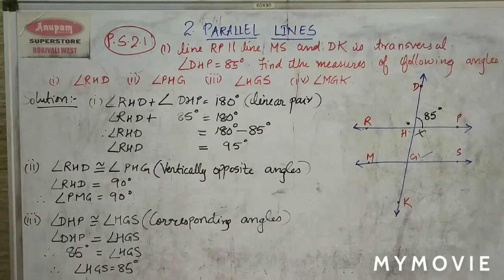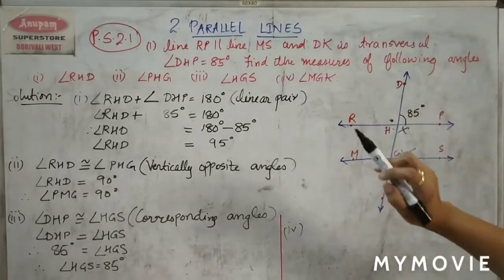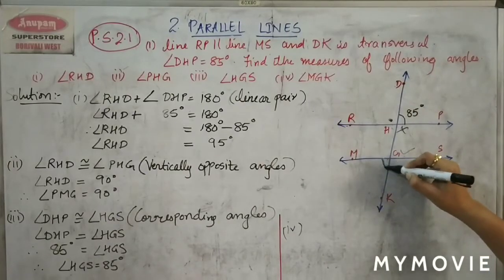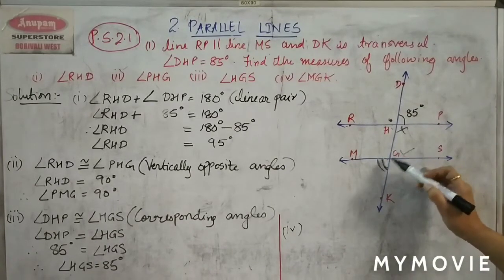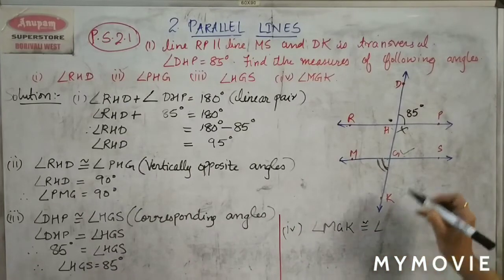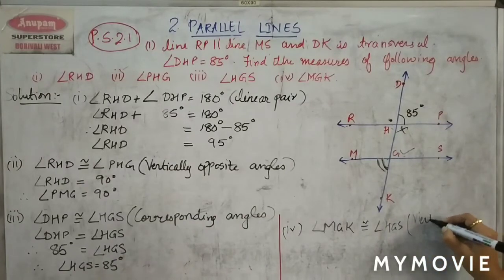And the last one, let us solve the last one. The next angle is angle MGK. MGK angle lies here. Yes, I want to find out the measure of angle MGK. You can see this angle MGK is opposite to angle HGS. So I will say that angle MGK is congruent to angle HGS. Reason is vertically opposite angles.